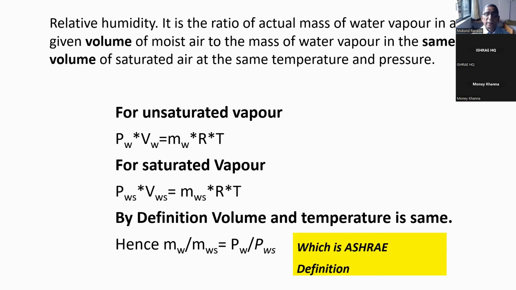That means the relative humidity definition, the ratio of the actual mass of water vapor in a given volume of moist air, if we use it, we come to the same definition as ISHRAE, which is the ratio of partial pressures. The only thing is, with the ratio of partial pressures we don't get a feeling, but by putting in a volume, we get a good feeling, and it is technically also correct.